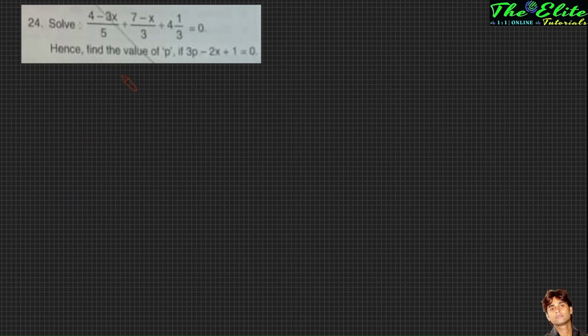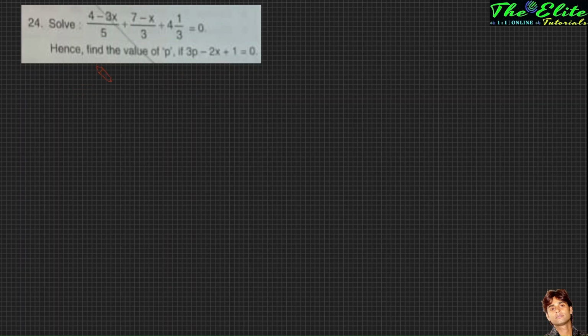In question number 24, it is said to solve this, which is equal to 0, hence find the value of p if 3p minus 2x plus 1 is 0. So we are going to do two tasks actually. From this we will find out the value of x, and then putting the value of x in this equation we will find the value of p.